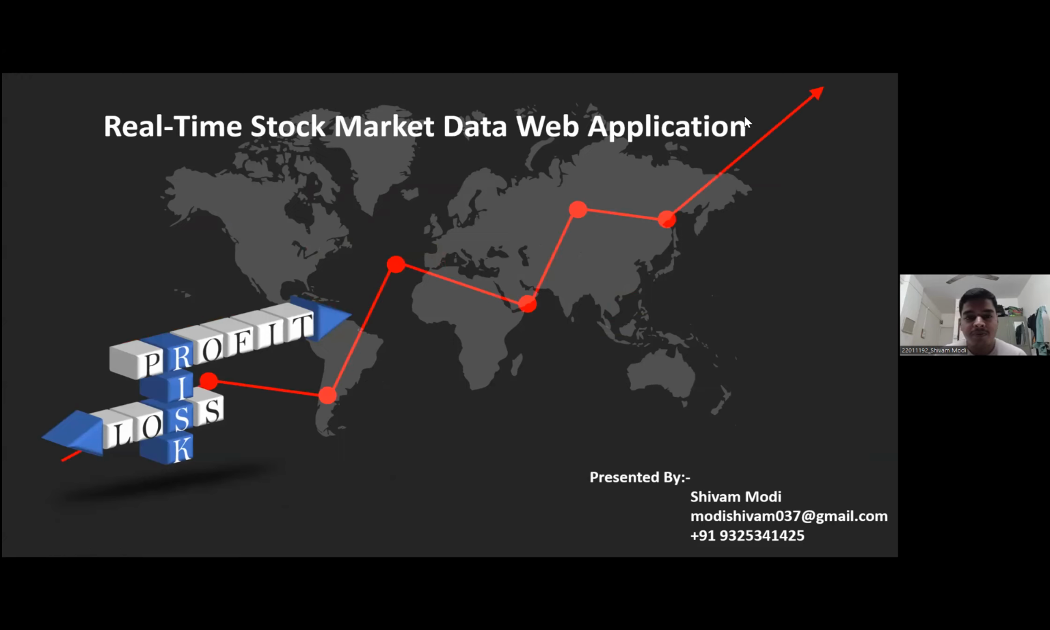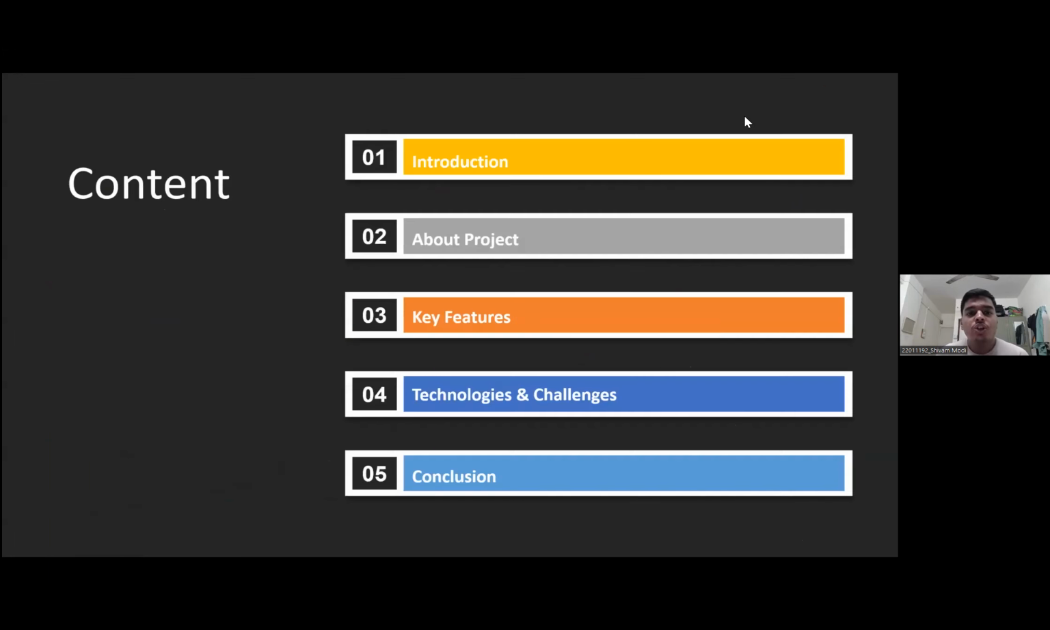Our presentation content is, first of all, I will introduce the topic. Then I will explain the project. Then the key features which we have included in the project, the technology we use, and the challenges we faced in this project. And at last, I will conclude this presentation.